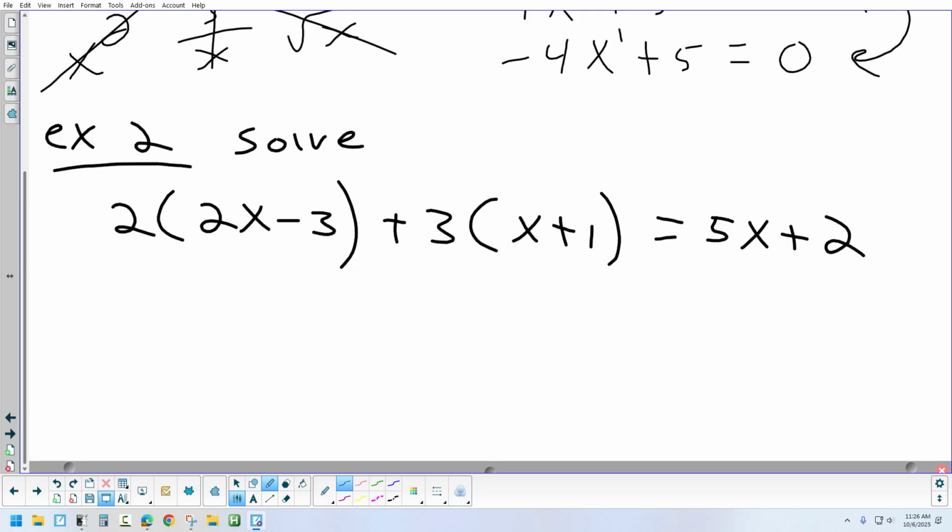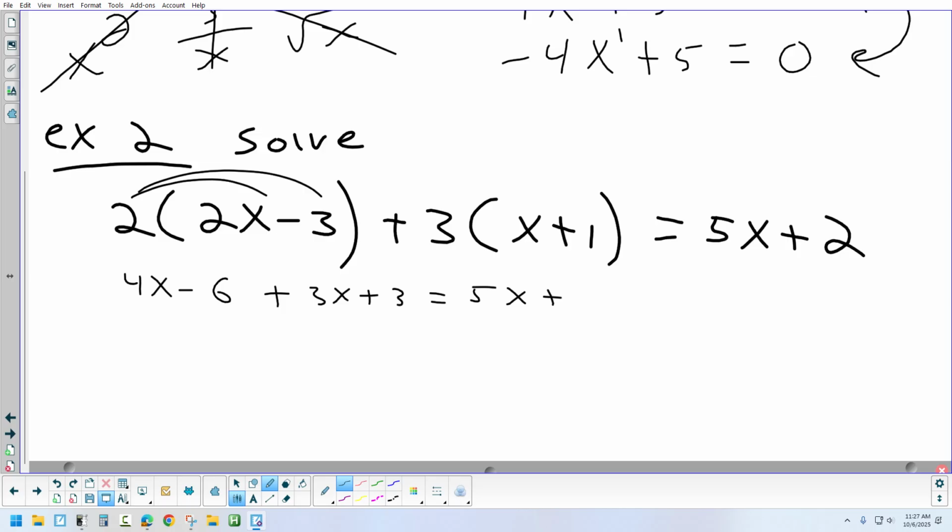Okay, what property would I have to use on the left-hand side? I'm going to have to use it twice. Yep. Distributive. So we're going to distribute this out. So we get 4x minus 6 and 3x plus 3. Okay, so that's our first step. Distribute it out.